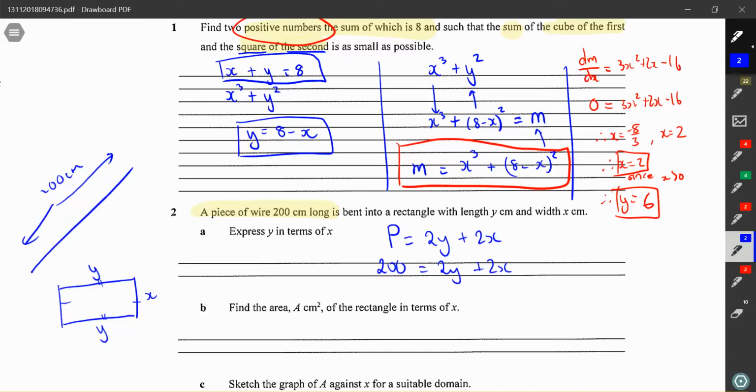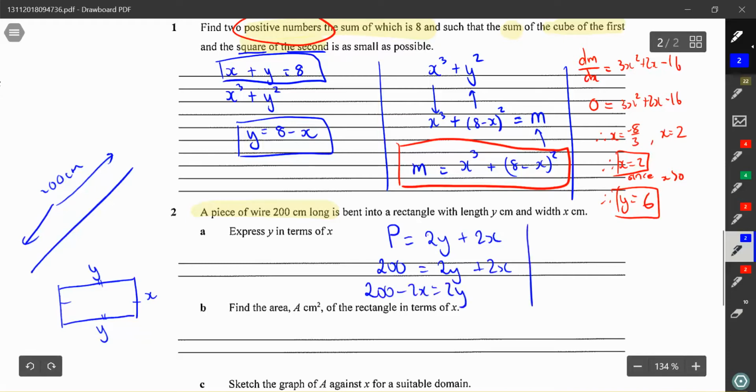So without me telling you, you were meant to be able to pick up that was the perimeter. Now all you have to do is write y as a subject in terms of x. So I want y equals to something, and it has to have x in it. That's what it means when they say y in terms of x. So all you have to do now is rearrange this so you get y by itself. So if I rearrange it, subtract 2x on both sides, you got 200 minus 2x is equal to 2y. But I don't want 2y. To get rid of the 2, I would divide by 2. So divide both sides by 2. 200 divided by 2 is 100.